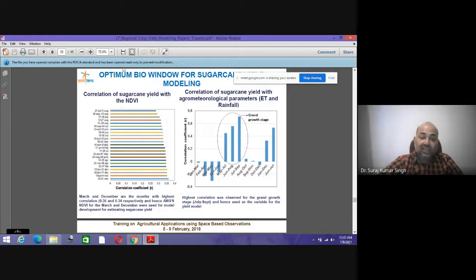So you can see, using these data sets, the correlation of sugarcane yield with the agrometeorological parameters, and the growth stages. The highest correlations were observed for the growth during July to September, which is used as a variable for yield estimation. You can see how the growth varies over the different weeks, and you can correlate it with your model.